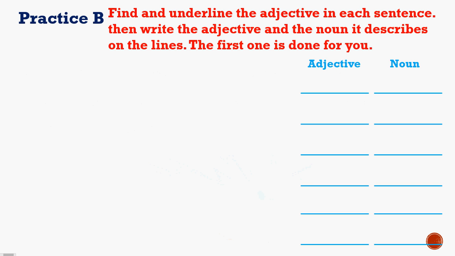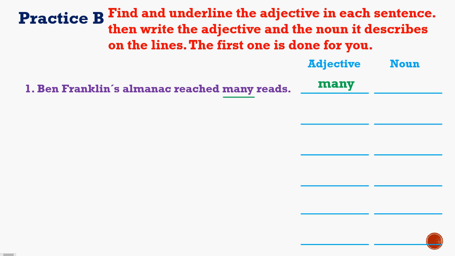Find and underline the adjective in each sentence. Then write the adjective and the noun it describes on the lines. The first one is done for you. Okay? Number 1, Ben Franklin's almanac reached many readers. We need to underline the adjective. Over here, it's many. And we need to put it over here. The same word over here. And the noun, it's readers.